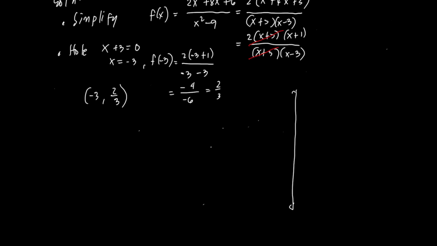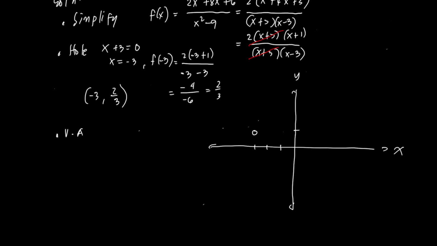Now let's draw a rectangular coordinate system. This is our x. This is our y. Negative 3, 2/3: 1, 2, 3, this is 1, 2/3 somewhere here. So this is our hole. The graph passes through it, but does not exist at that point. It is not continuous at that point.